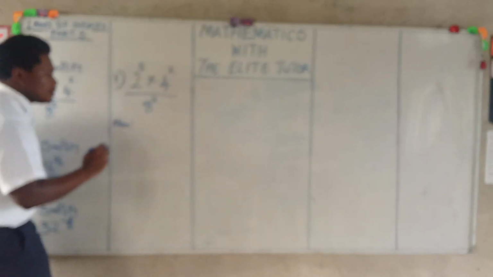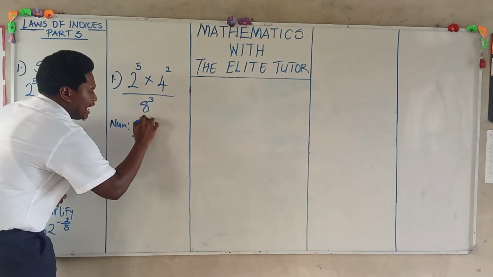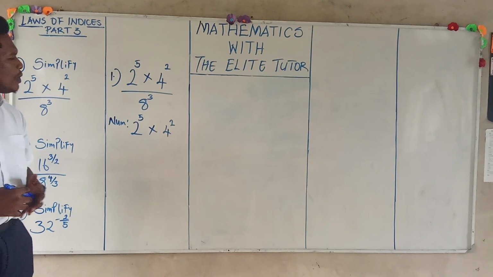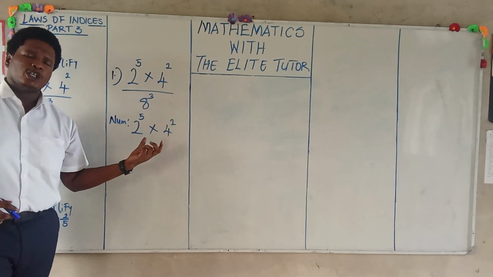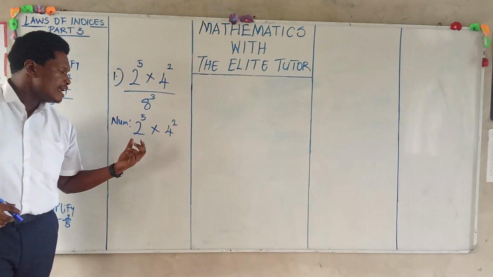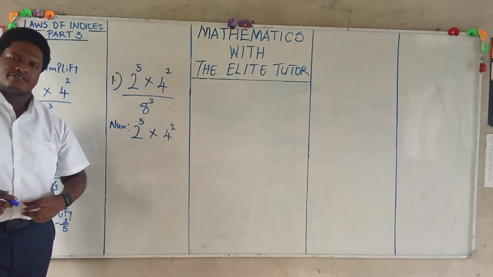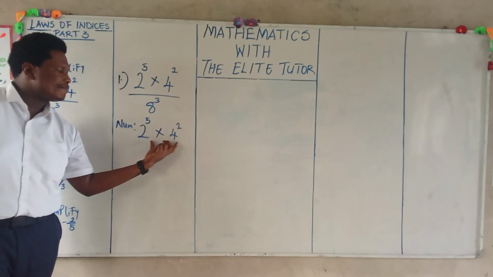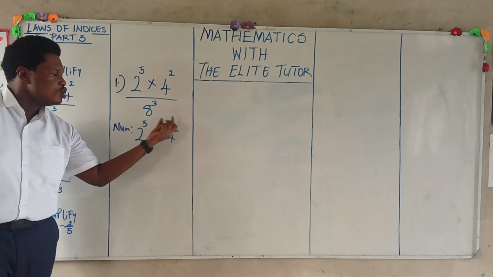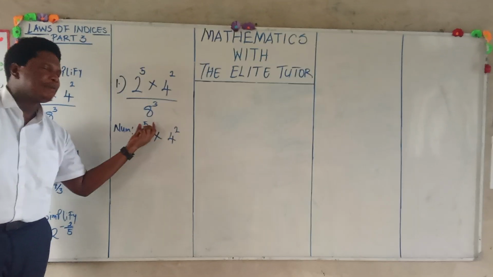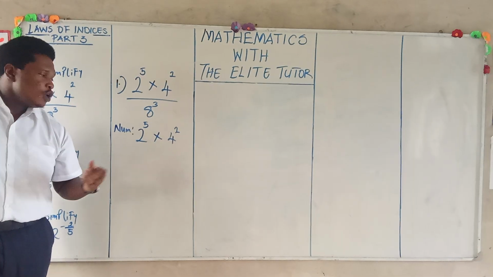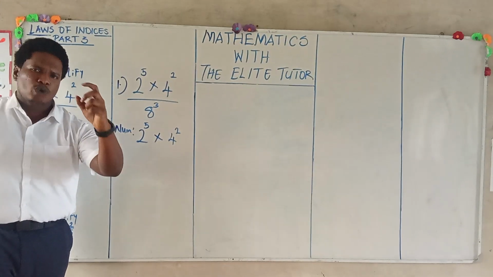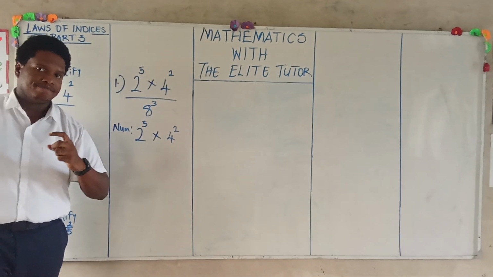Now this numerator part of the question says 2 raised to power 5 times 4 raised to power 2. Now we can't apply the product law or the multiplication law of indices. Why? Because their bases are different. But it's possible that we can simplify this 4 raised to power 2 to look like this 2 raised to power 5. And how do we do that? We are going to express it in terms of 2. And that is where the definition of indices comes in.